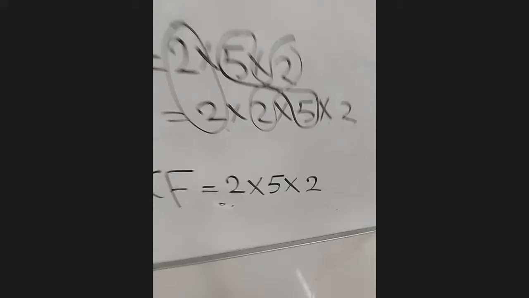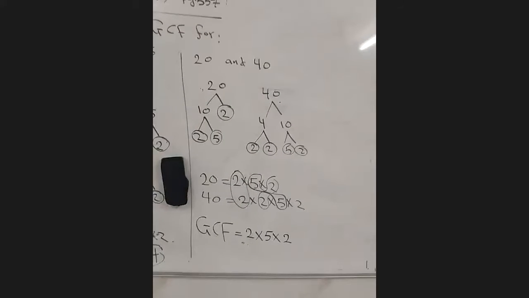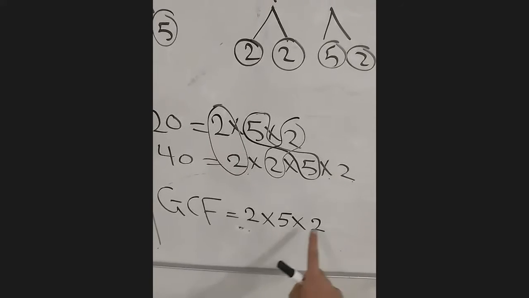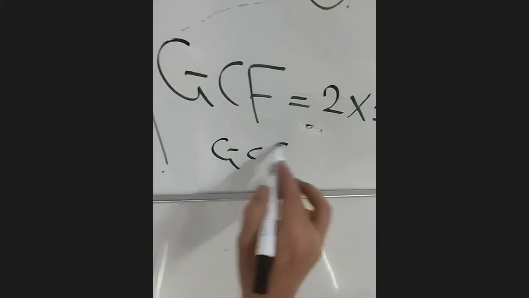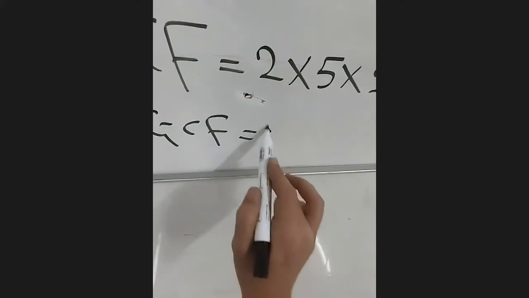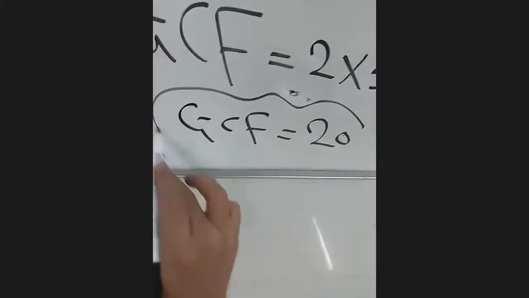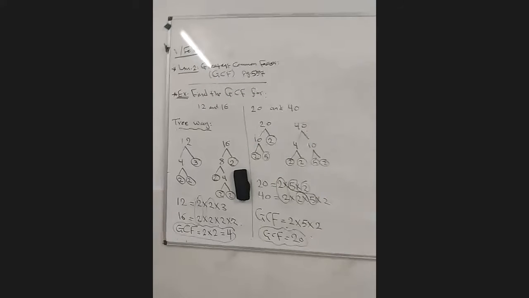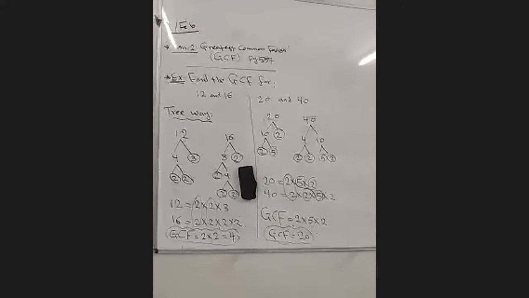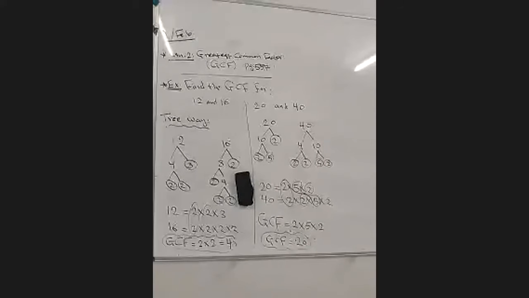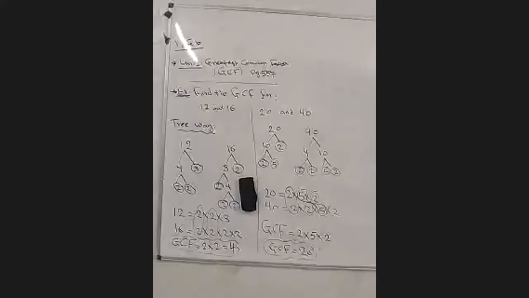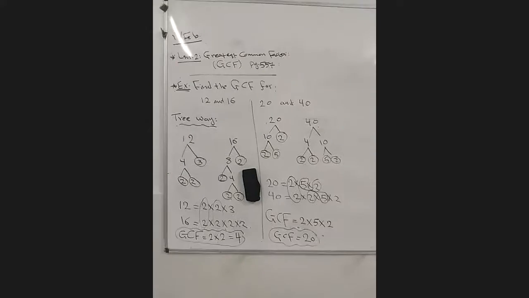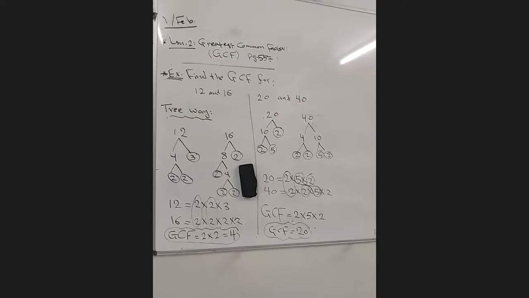Got it? Now let's multiply. 2 multiply 5, 10. Multiply 2, it's 20. So the greatest common factor of 40 and 20 is 20. This is how we find the greatest common factor, easy, guys, using the three-way. We have another way, which is the factors, but I want to use the three-way only, okay?